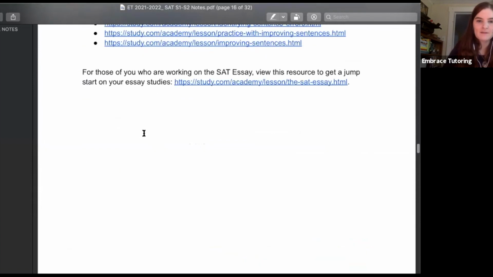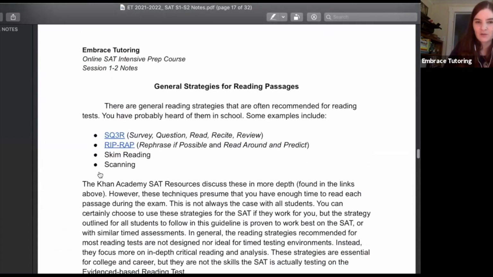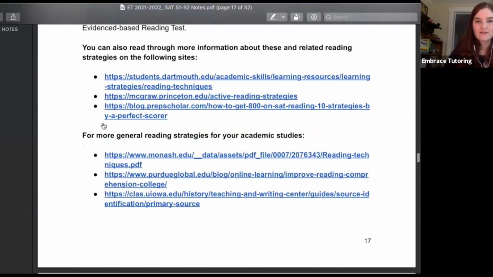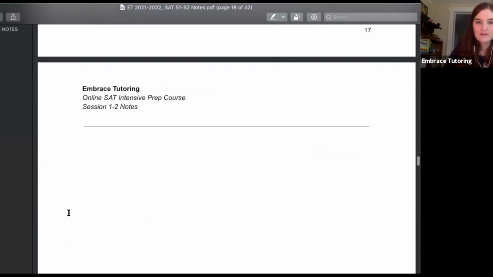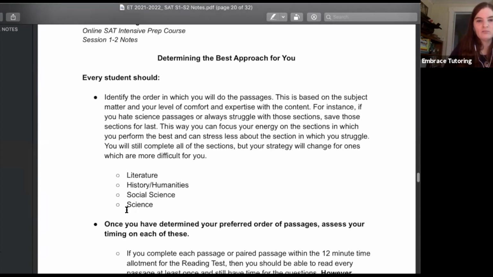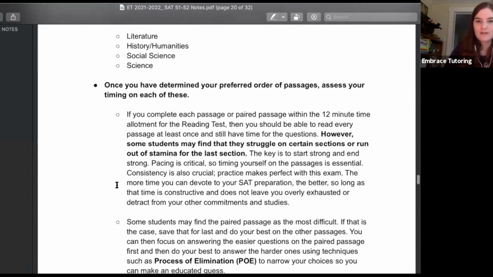Does it make sense for everyone in terms of the general reading strategies like the SQ3R, the RIP rep, the skim reading, the scanning, the additional reading strategies that I provided through the resources? And again, this is from the document that you received from my first class, which was your second class, with all of you. Again, the breakdown. So everyone should at this point have your breakdown for your passages for the reading test.